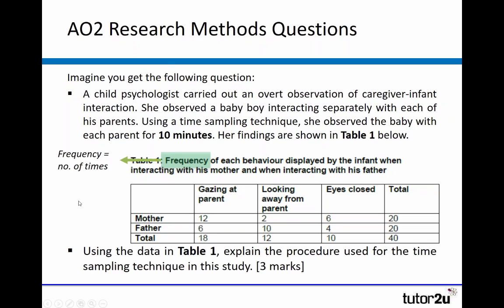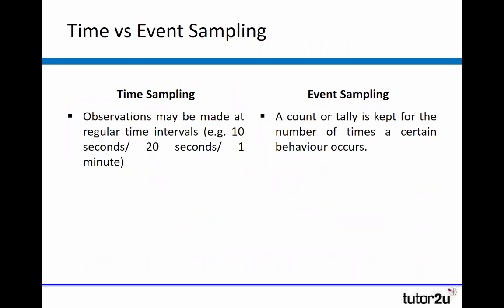Now the question that goes with this is, using the data in Table 1, explain the procedure used for time sampling in this study. So this is quite a tricky question, and for 3 marks as well, so it's quite hard. The first thing is that you obviously need to know the difference between time and event sampling, and I wanted to make that distinction in this webinar.